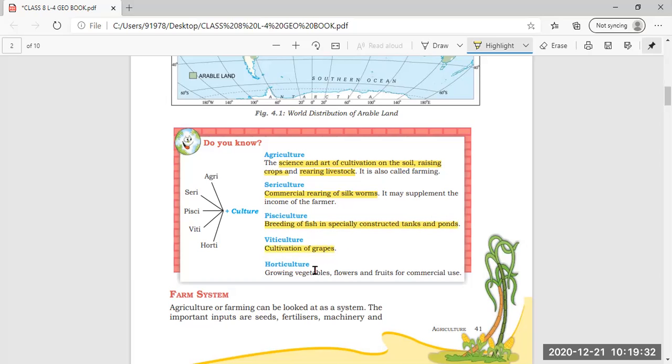Viticulture is the cultivation of grapes, and horticulture is the growing of vegetables, flowers, and fruits for commercial use. Again, for commercial use means for profit making, for money making. The growing of vegetables, flowers, and fruits is done to earn more profit. That is horticulture. So, you have to learn the terms agriculture, sericulture, pisciculture, viticulture, and horticulture. What do they mean? Agriculture means science of cultivation of soil and raising of crops and livestock. Sericulture means commercial rearing of silkworms. Pisciculture means breeding of fish for profit making. Viticulture means cultivation of grapes. Horticulture means growing of vegetables, flowers, fruits for commercial use.